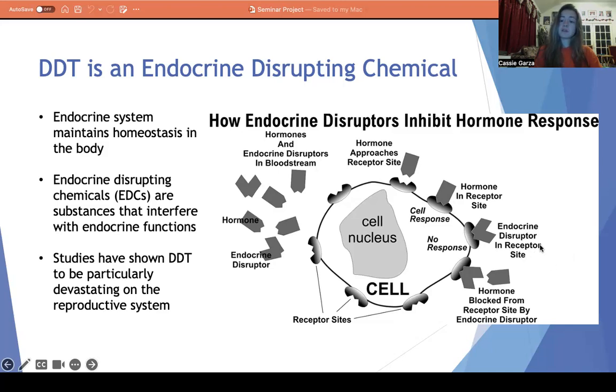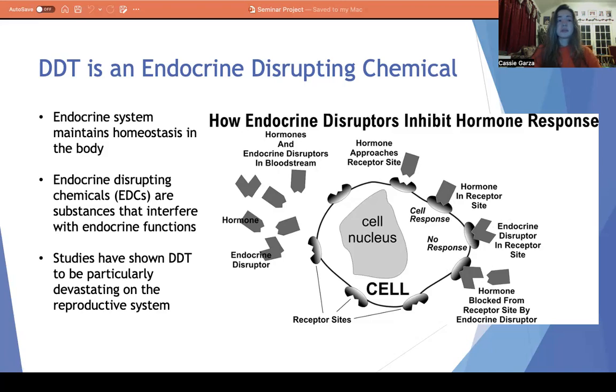But these endocrine disrupting chemicals are going to inhibit. This one is acting through inhibition. So this one is just going to bind to this site, and it doesn't cause any physical response itself. But as you can see here, it is going to be able to block the hormone from causing its response. So in that way, it does inhibit the hormone.